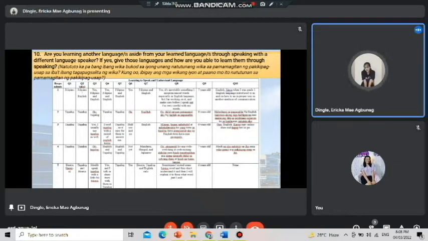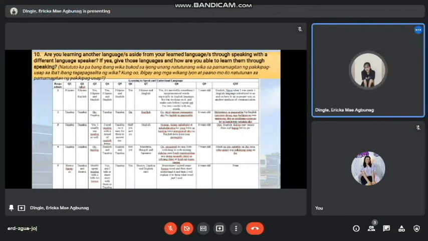1 said she is learning Ilocano. 1 is learning the Thai language. 3 are learning Japanese. 1 is studying Japanese, Spanish, Thai, and Korean. 1 is studying Bisaya. 1 is studying Japanese and Korean, and 1 is studying French, Thai, Japanese, Italian, and Dutch.